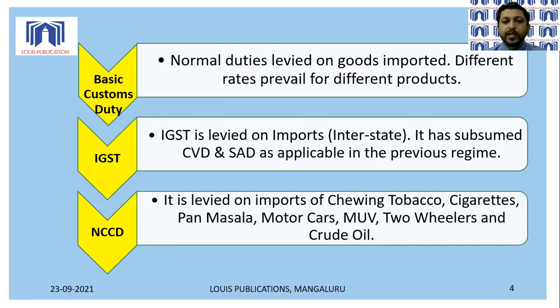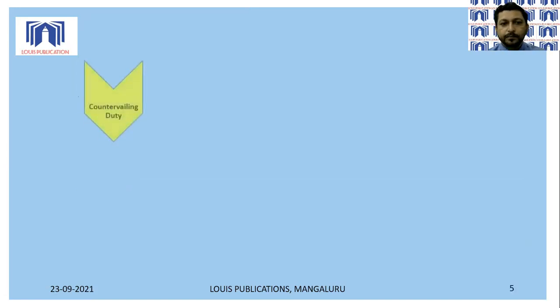So chewing tobacco, cigarettes, pan masala are sin goods or demerit goods, you can say. Motor cars imported from a foreign country. Similarly, multi-utility vehicles, two-wheelers, and definitely crude oil. So crude oil, pan masala, chewing tobacco, cigarettes do not form a part of GST. But motor cars, two-wheelers, definitely yes, they form a part of GST. So NCCD is levied only if the goods are specific and those specific items are NCCD leviable. That's about the National Calamity Contingent Duty.